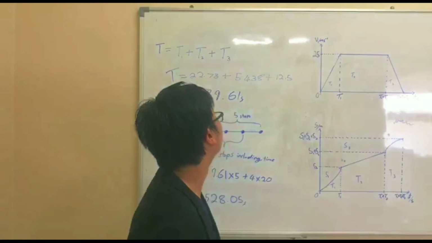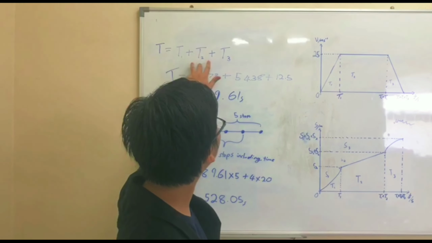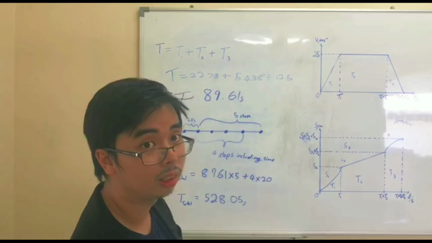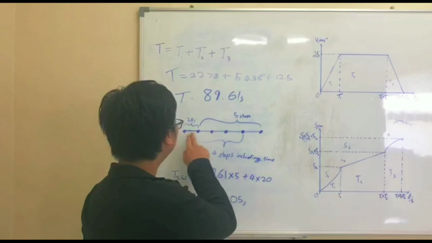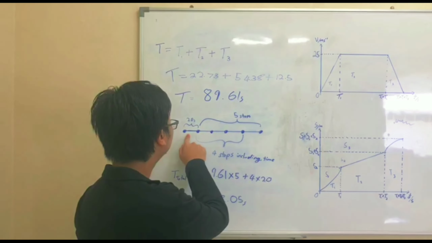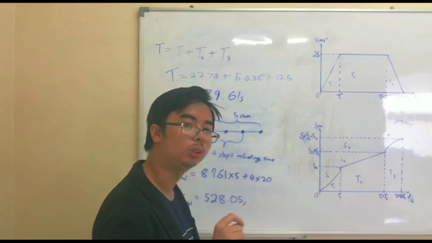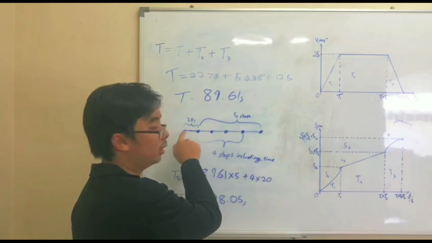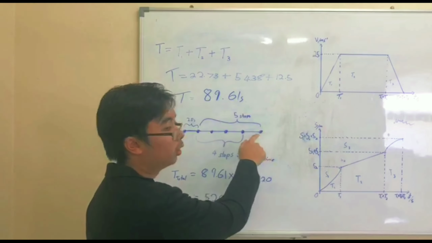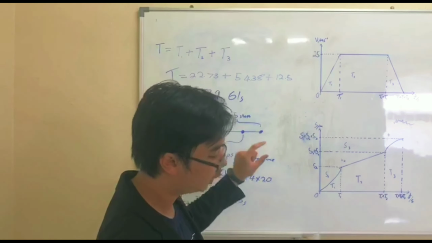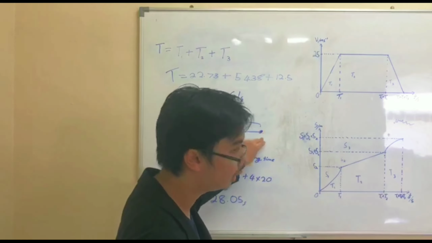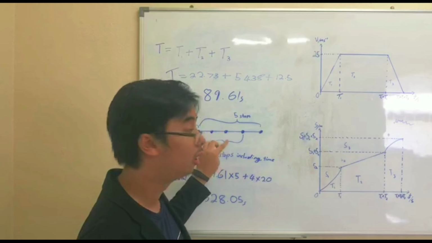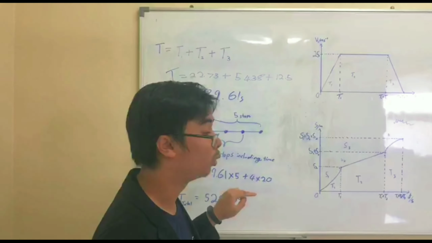Thank you, Ihsan. Now, since we have the three values T1, T2, and T3, we combine them together to get 89.61. But hold on, that is not the final answer. Since every stop at the stations takes 20 seconds, we need to add that. There are 5 stops, since the first station doesn't count. But the question only asks for the time until we stop at the last station, so the 20 seconds at the last station is not included. So we only include 4 stops for the station time, at 20 seconds each.